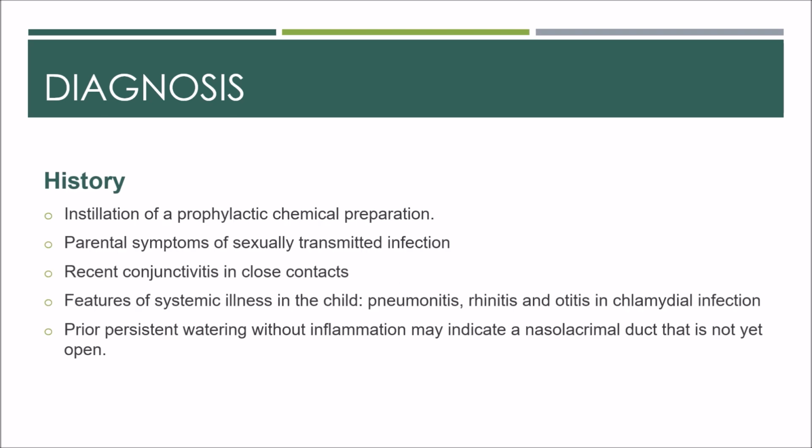The next important factor for diagnosis is history. Instillation of a prophylactic chemical preparation, parental symptoms of sexually transmitted infections, STIs, recent conjunctivitis in a close contact, and features of systemic illness in the child: pneumonitis, rhinitis, and otitis in chlamydial infection, skin vesicles and features of encephalitis in herpes simplex virus. Disseminated gonococcal infection is relatively rare. Prior persistent watering without inflammation may indicate a nasolacrimal duct that is not yet open.